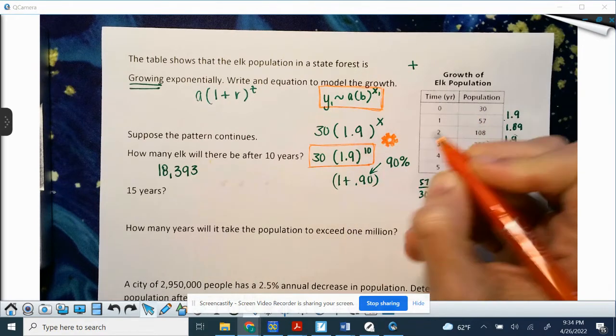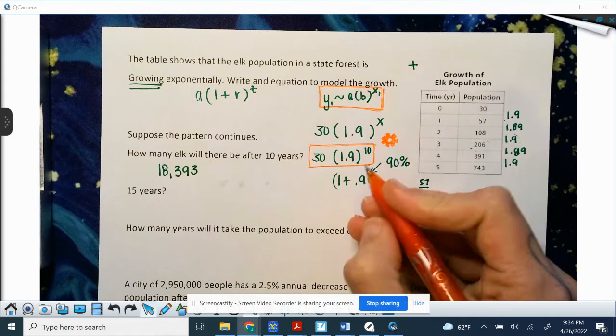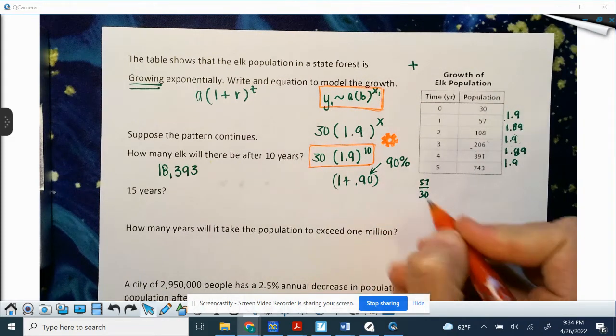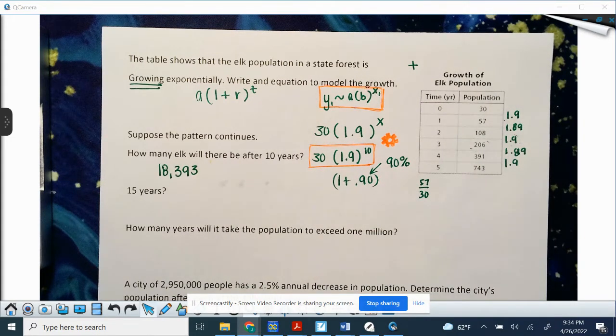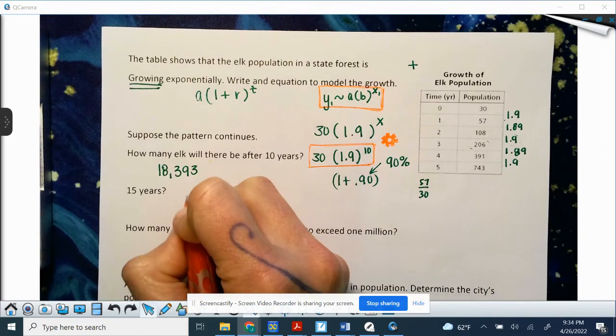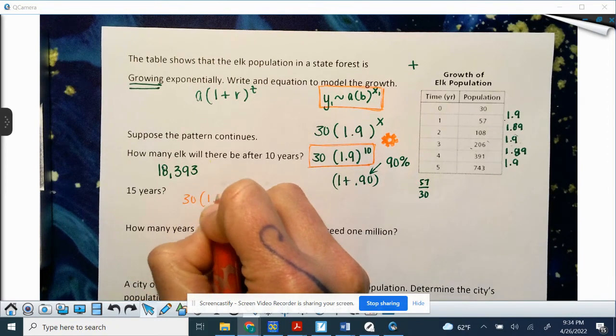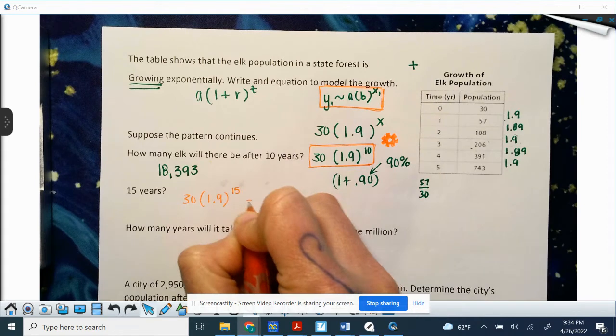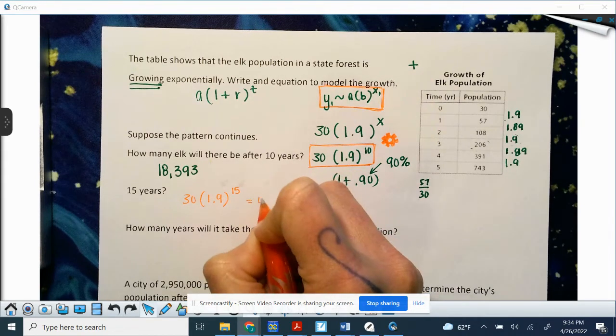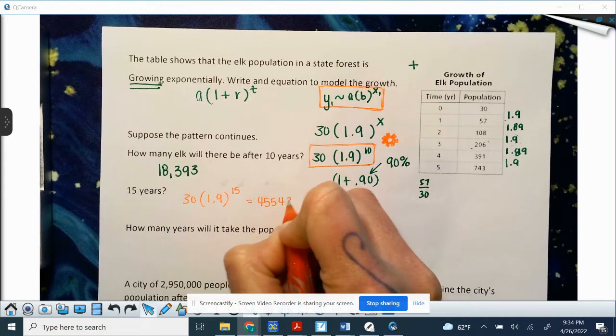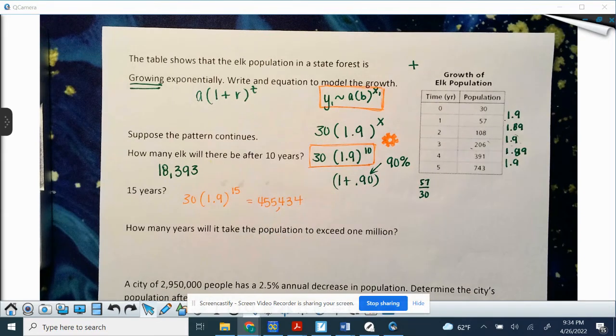So when you get the table for that, you could then type in 10, and then you could type in 15. Or again, you can put in 31.9 raised to the 15, which is going to give us 455,434. How many years will it take the population to exceed 1 million?